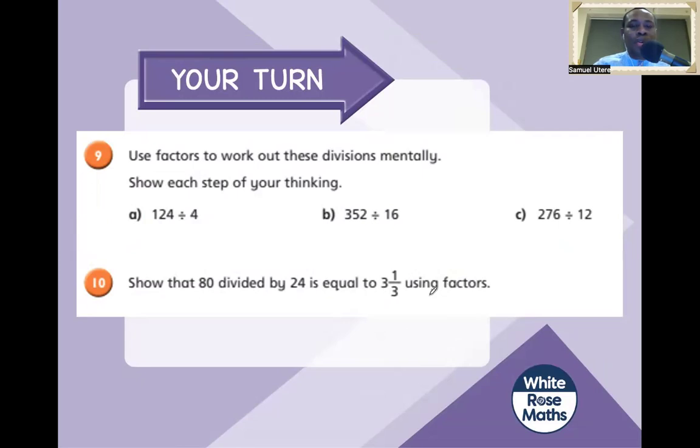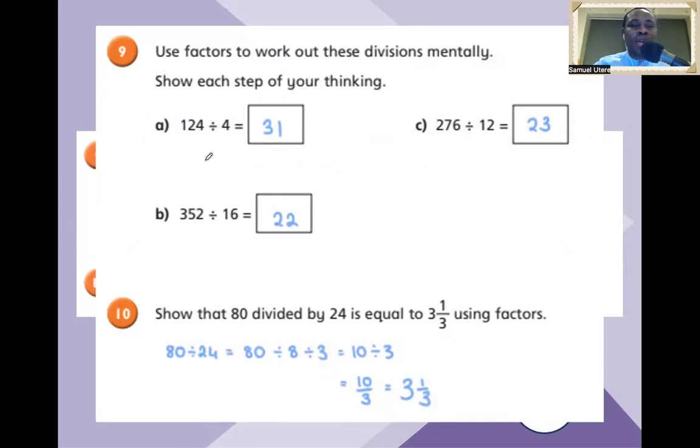Assuming you've paused the video and you've answered questions 9 and 10, here are the answers. Let's discuss them. So for question 9, you were asked to do 124 divided by 4. To divide by 4 is to halve and halve again. So it's to divide by 2 and to divide by 2. Why? 2 times 2 is equal to 4. They are factors of 4. Here, you can divide by 4 and then divide by 4 again. Here, you can divide by 4 and then divide by 3.